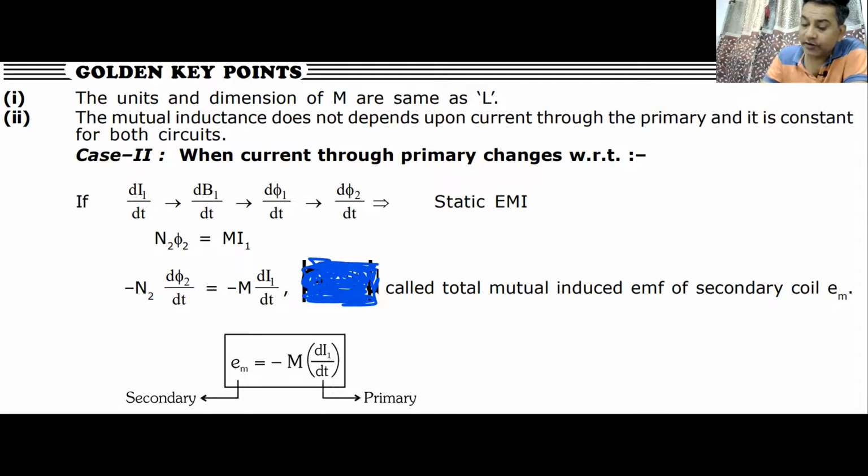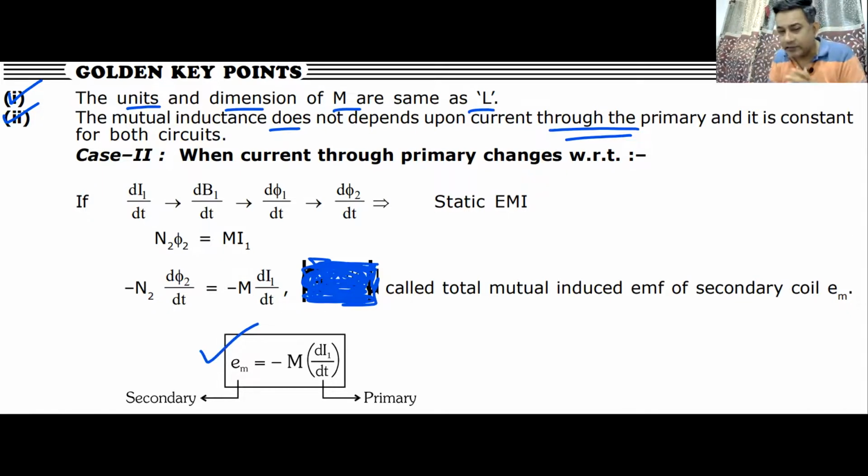Again, some important points. The units and dimensions of M and L, whether it is self-inductance or mutual inductance, are the same. The mutual inductance again does not depend on current through the primary, and it is constant. Now, we have seen one formula, N2 into phi2 is M into I1. That is one formula for calculating the mutual inductance.